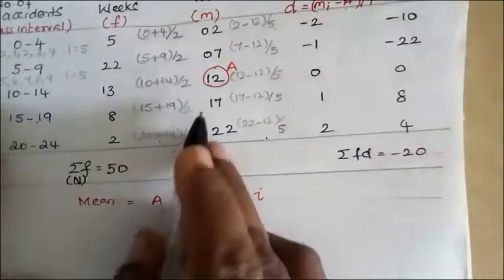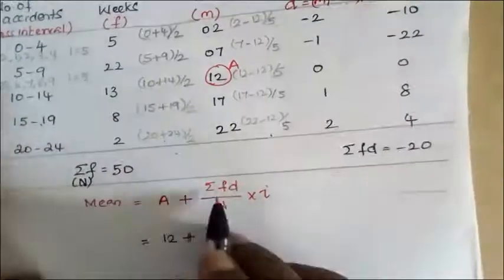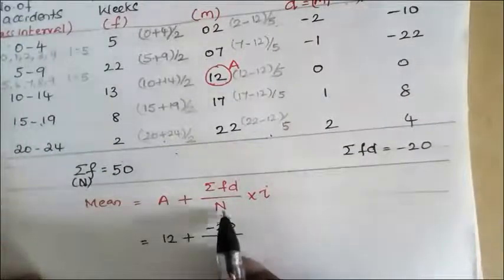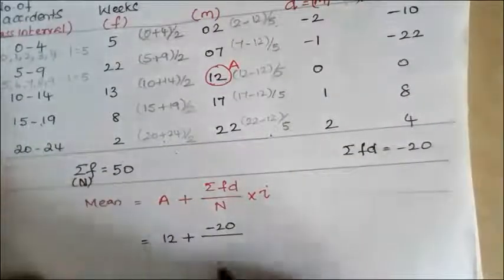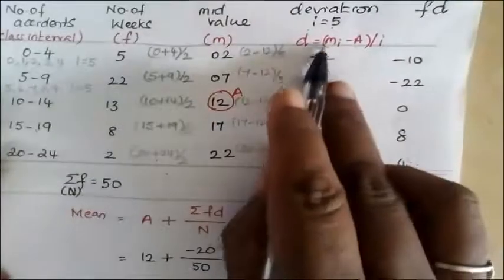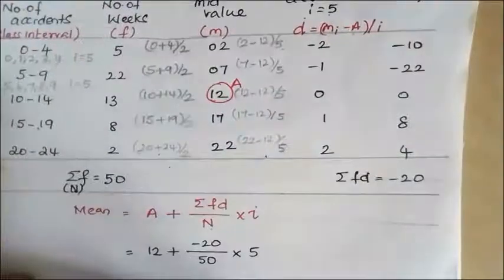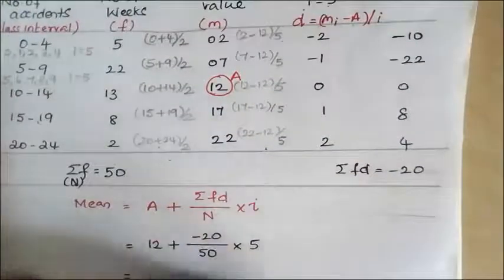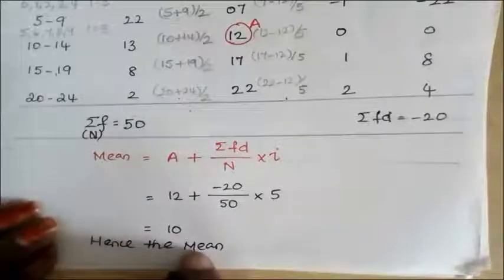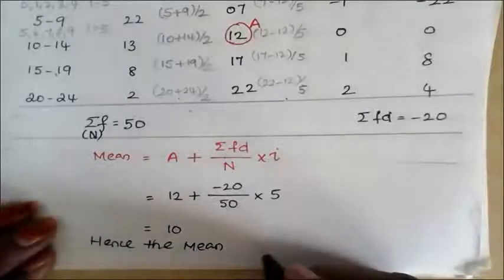A, the assumed mean, is 12 plus summation of FD, which is minus 20, divided by N, the summation of frequency, which is 50, into I. I is the width of the class interval, which is 5. On calculating this, the final answer that we obtain is 10. Hence, the mean number of accidents per week is 10.